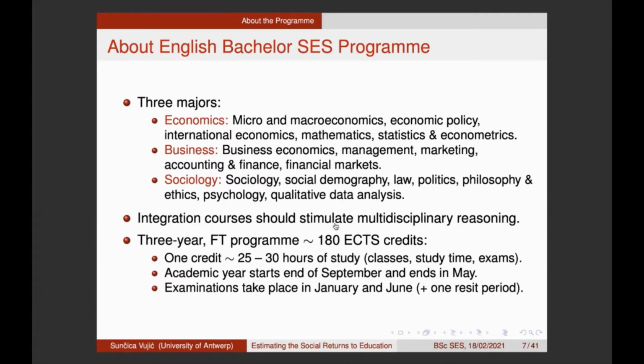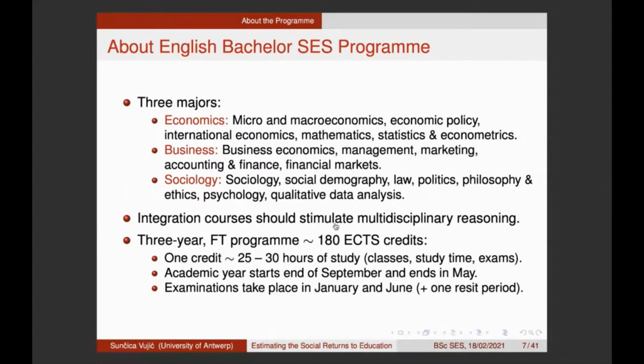Then business. You might be more familiar with business, and maybe some of you are thinking of starting your own company, so becoming entrepreneurs. In the business major, you would have courses like business economics, management, marketing, accounting and finance, financial markets, and so on. The difference between economics and business is that business is really going to give you skills which are more applied to the economy, in case you are thinking of maybe starting your own company. So this set of skills might be more useful in this domain.